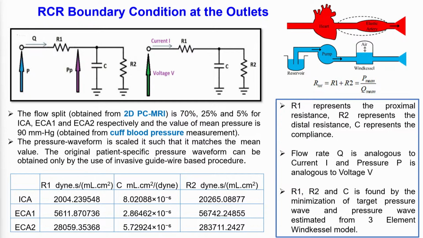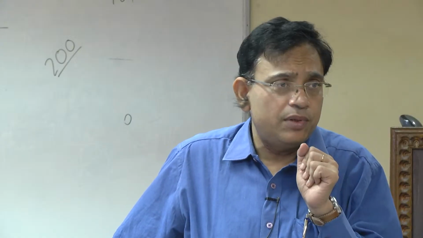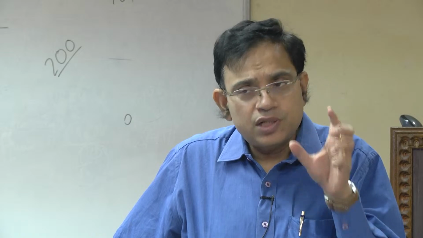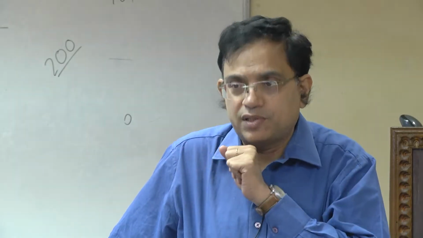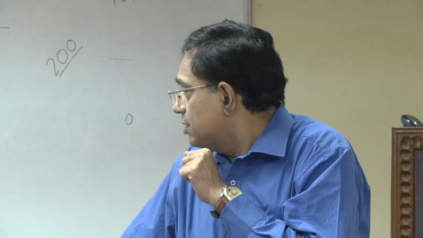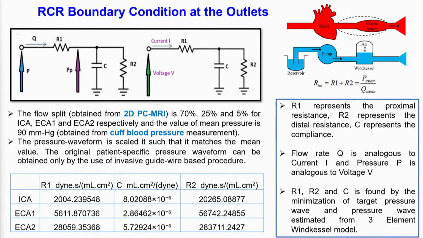R1, R2 and C are found by minimization between the target pressure wave and the pressure wave estimated from this model. So, how do you find this out? These are all artificial parameters. You have a pressure wave which is physically there for that person, and physically, in a sense, the invasive procedure is exact. Measuring the cuff blood pressure and then approximating it by the physiological function is also physical, and this 3 parameter model will give a pressure which is artificial.